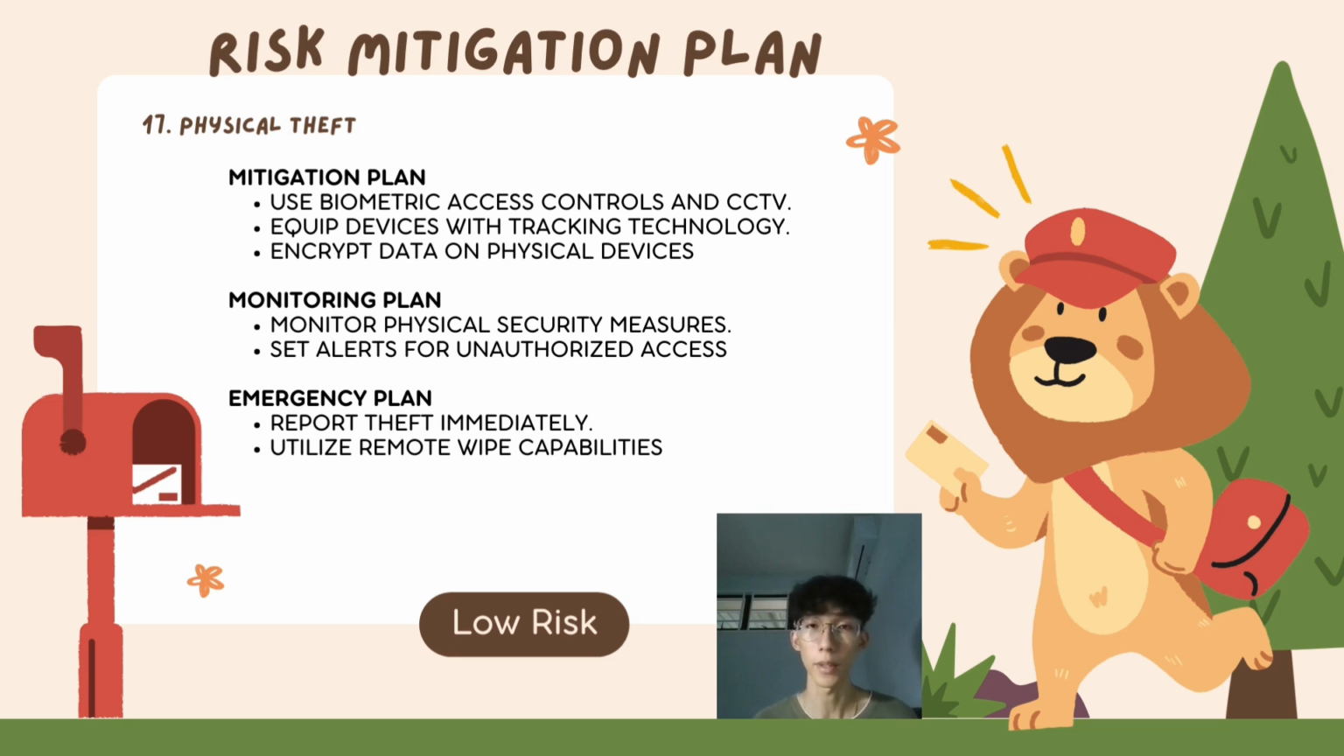And for the monitoring plan, the company needs to continuously monitor physical security measures to ensure their effectiveness and also set up an alert for unauthorized access or theft incidents to enable a quick response. And lastly, for the emergency response plan, in the event of the physical theft risk, the company needs to promptly report the incidents to law enforcement and internal security staff. Then the company could utilize remote wipe capabilities to erase all those sensitive data on the stolen devices in order to prevent information misuse and safeguard the organizational data.